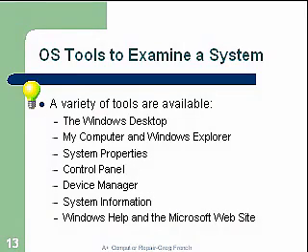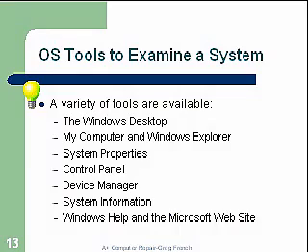OS tools to examine a system. There's a variety of tools that are available: Windows Desktop, My Computer, Windows Explorer, System Properties, your Control Panel, Device Manager, System Information, Windows Help, and the Microsoft website.